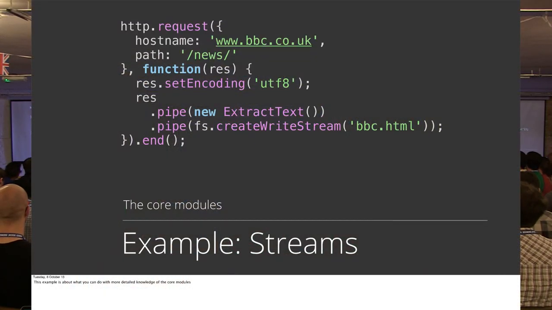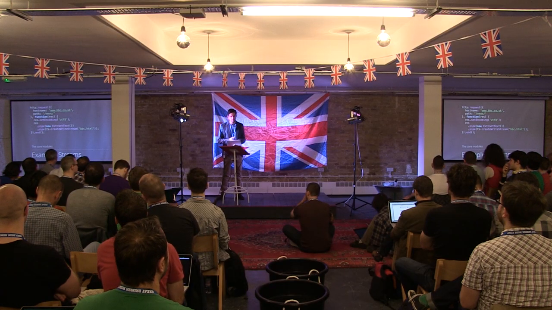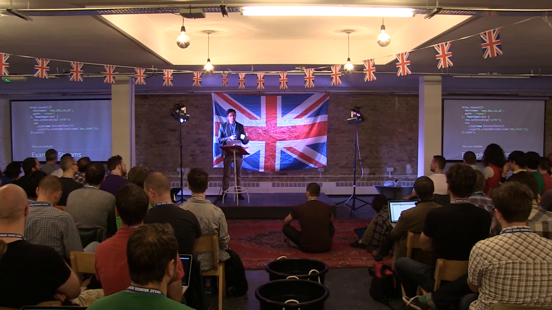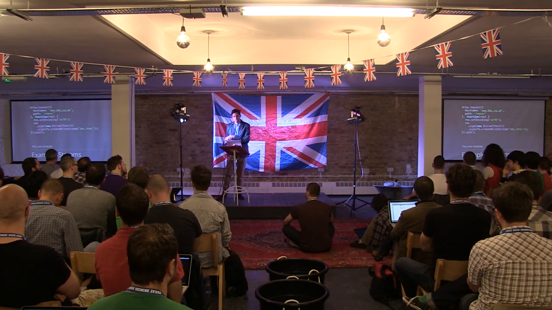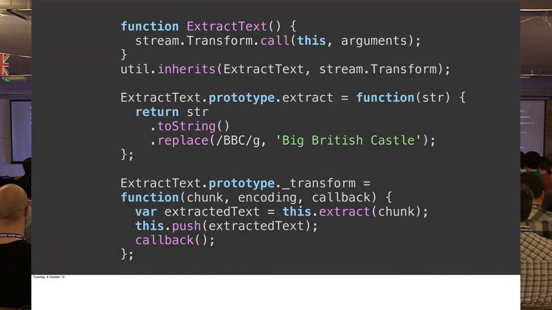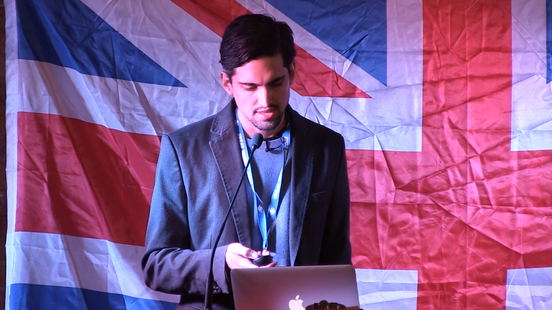Now this example is just showing you what you can do. Most of you can probably already do this, but knowing that the networking libraries speak in streams, here I'm making an HTTP request to the BBC News website, and I'm going to pipe the response from that request through a stream of my own creation and then out to a file. So this is the stream of my own creation. It replaces all instances of BBC with Big British Castle, which is obviously the correct way to read that acronym. All I've done is, knowing that HTTP uses streams because networks use streams, I can do all kinds of transformations on the data relatively efficiently.